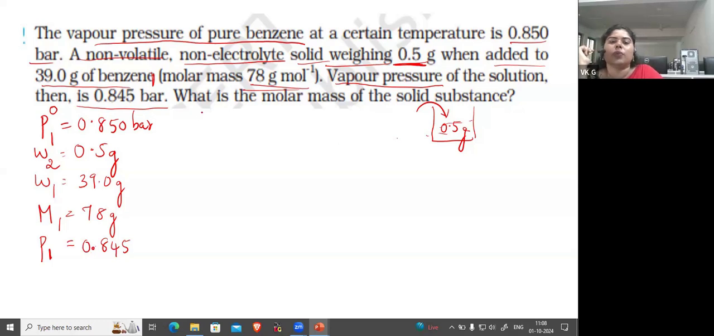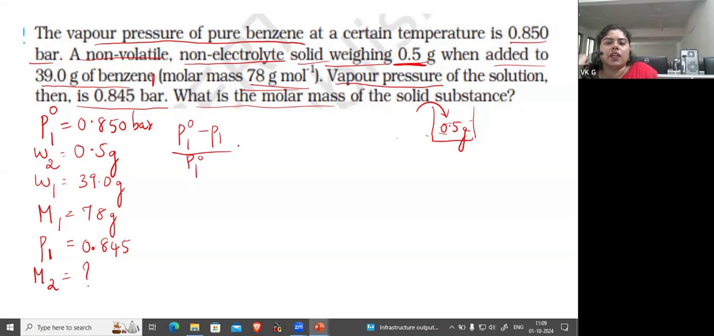Next, last part of the question is, what is the molar mass of the solid substance? Solid substance is solute. Molar mass of solute ಹೇಗೆ ಹಾಕೋದು? M2. Molar mass of the solute 2, M2. ಹಾಗೆ ತಗೊಳ್ಳಿ. Hope it is easy. So, of course, you know which formula is to be used. (P1 naught minus P1) divided by P1 naught is equal to W2 M1 divided by M2 into W1. This is your formula. You want to find out what M2 is equal to.